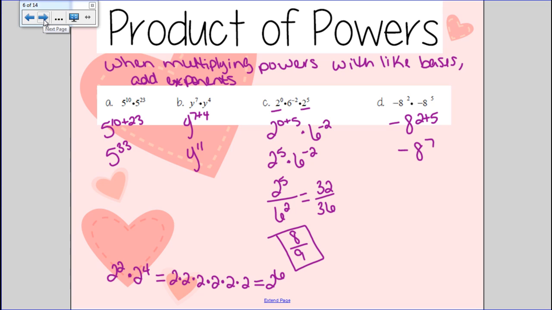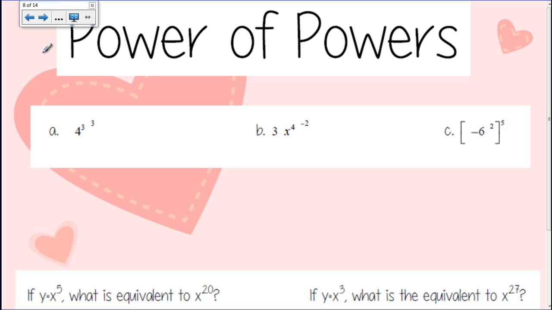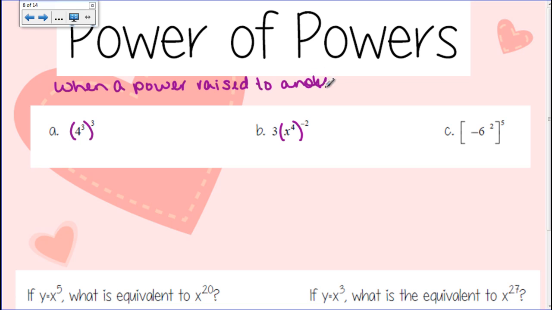The next version is called power of powers, and that's when I have a power like 4 to the 3rd, already taken to another power. And so these almost always involve parentheses. So when I have a power raised to another power, then I get to multiply the exponents. This is sort of like distributive property, only using the exponent.